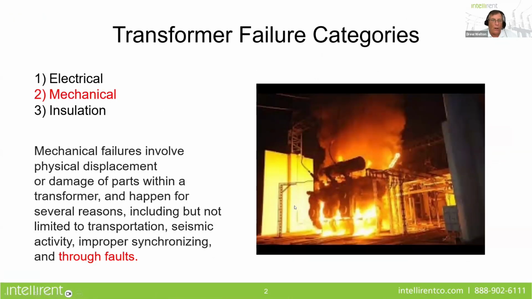And I think last time that we were here, we talked about insulation failures and some of the situations surrounding moisture in the insulation and the damages that can happen. Today, we're going to talk about mechanical failures, and it's a little bit different subject, but certainly just as important. A mechanical failure basically involves the physical displacement or damage of parts within a transformer. And these can happen for several reasons.